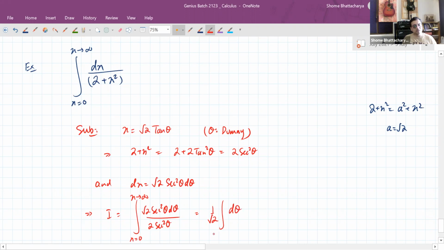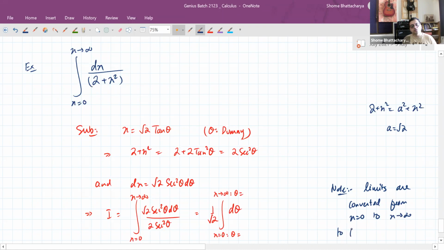Now the thing is, this limit x equal to 0 will convert to a limit of theta, and x tending to infinity will also convert to a limit of theta, because theta is the variable of integration. So here what we are doing is converting the limits from x equal to 0 to x tending to infinity, to theta tending to something, or theta equal to something.